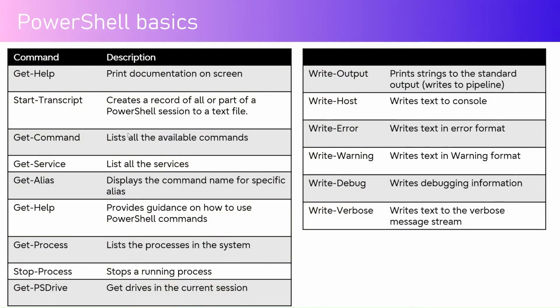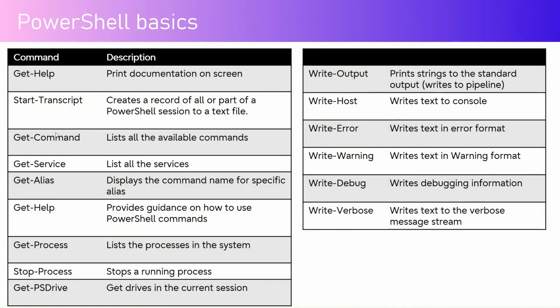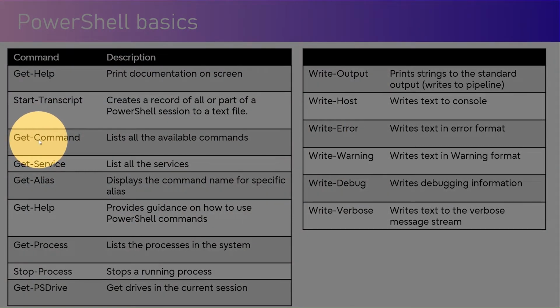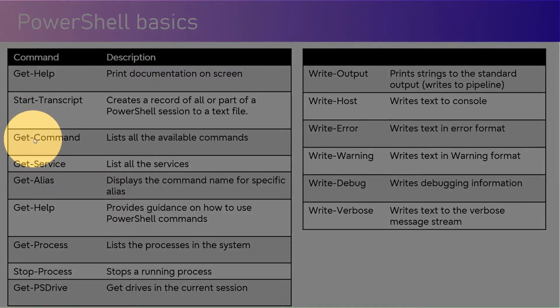Now, Get-Command lists all the available commands within your PowerShell. This is also a useful utility because if you want to explore more commands in more depth, like what kind of parameters or keys that command accepts, then it is a useful command to get all the available commands within PowerShell. Get-Service again lists down all the services running within your PC or laptop or desktop or a server.